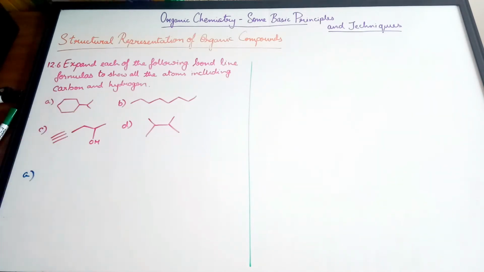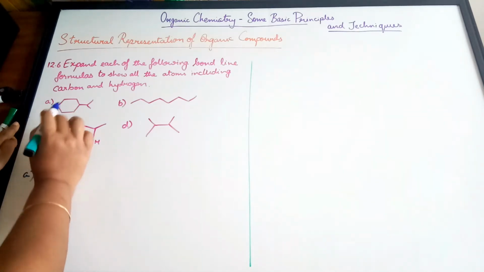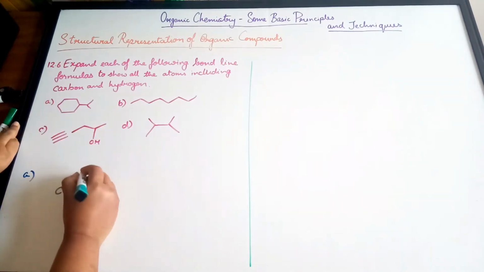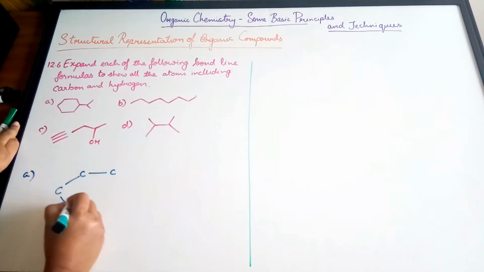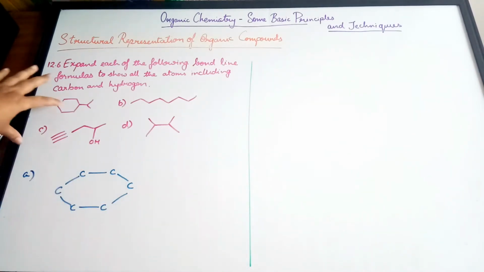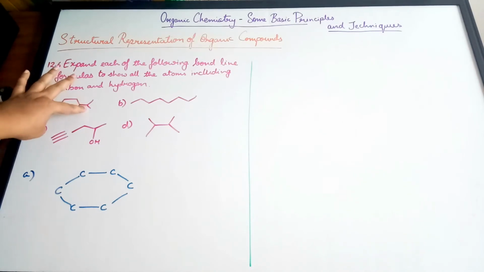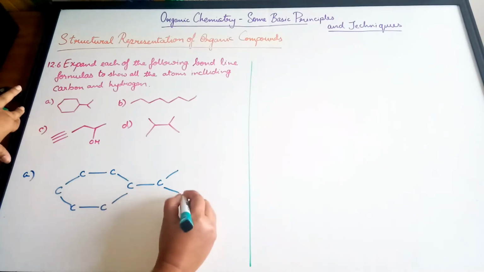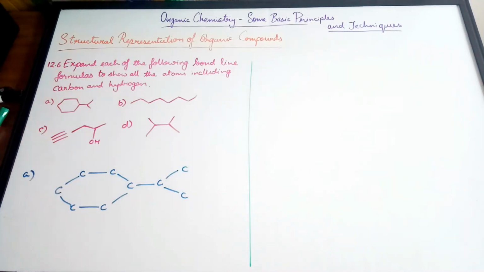So first, to help you understand how to convert this to this, I will do it step by step. So here you have hexane, cyclohexane. Okay, so let's write the carbon atoms. So hexane means there will be 6 atoms in this molecule. Now this carbon is bound to another carbon, this one, and then you have 2 other carbons. So this is the basic structure or the structural formula of this molecule.